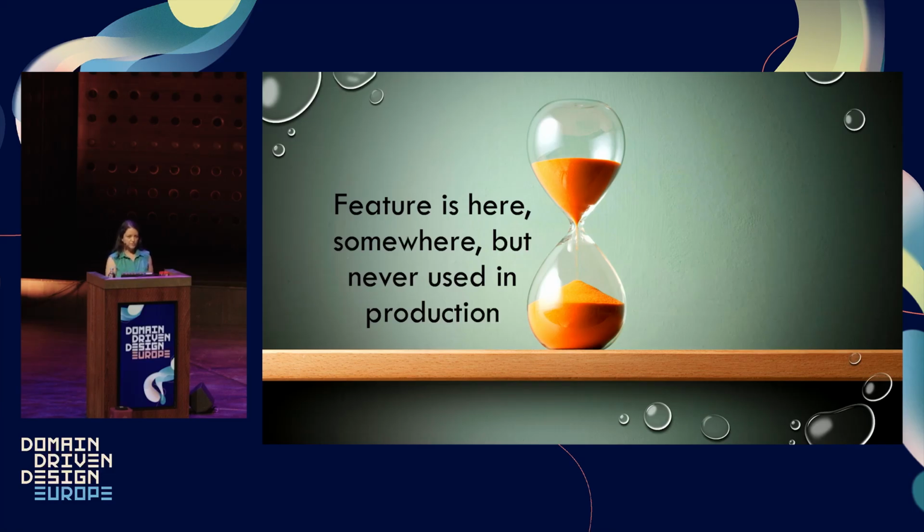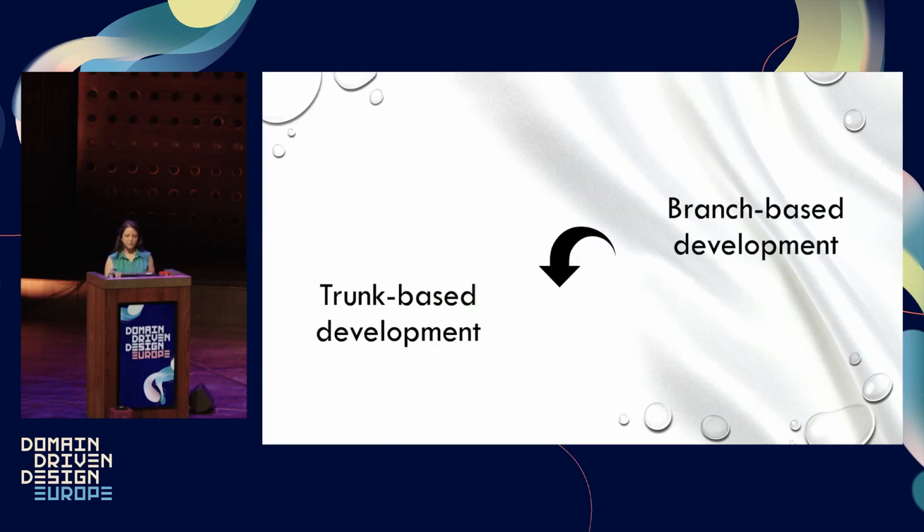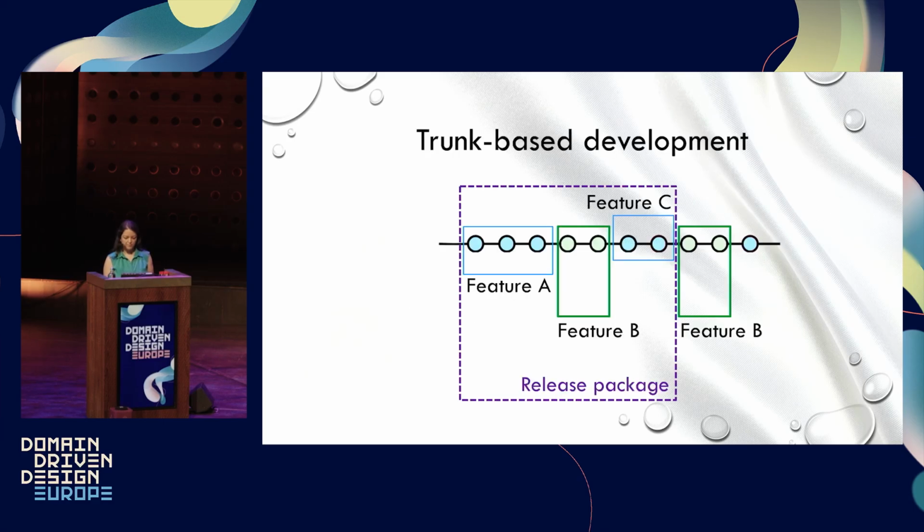So in this case, when we have a separate branch, the feature is here somewhere, but never used in production. And that's why trunk-based development is a reaction to branch-based development. But let's have a look at this example.